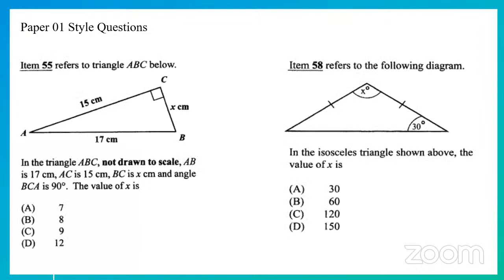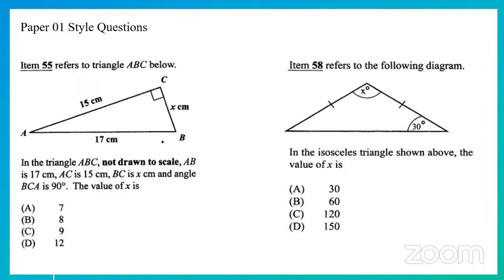All right, so I'm going to move along. All right, so let's do these two questions here. Once again, still on geometry and trigonometry. In the triangle ABC, not drawn to scale, AB is 17 centimeters, AC is 15 centimeters, BC is x centimeters. The angle BCA is 90 degrees.